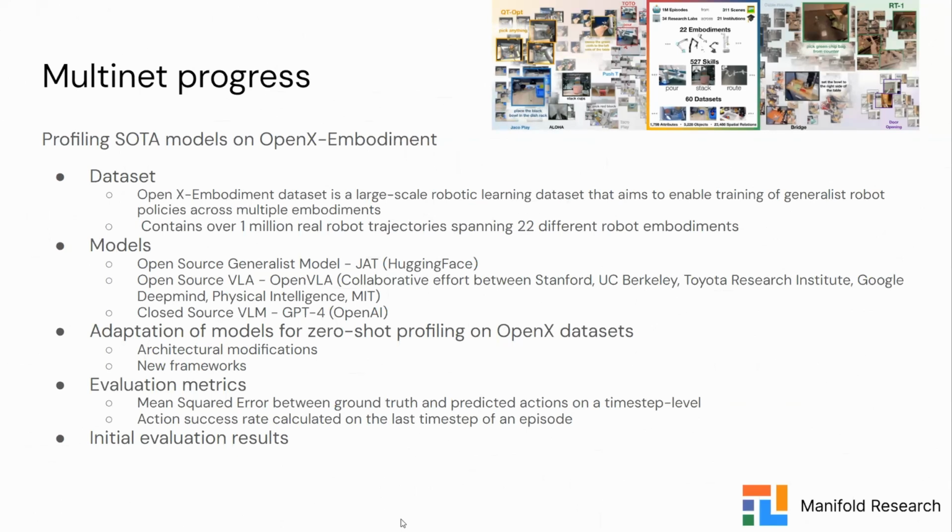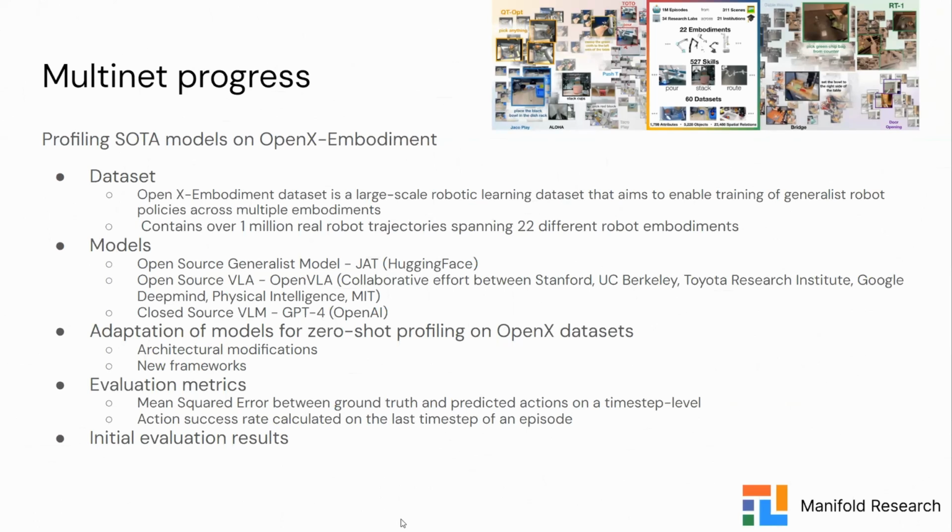And so the models that we started off profiling on this dataset in Multinet V0 are: one of them is the state-of-the-art vision language model GPT-4, and then also a state-of-the-art vision language action model called OpenVLA, and then an open source implementation of Gato by the Hugging Face team, which is the jack of all trades model, Gato.